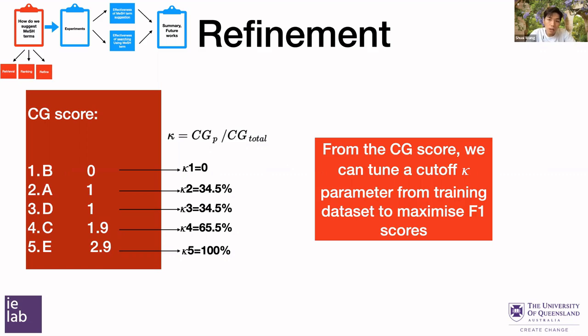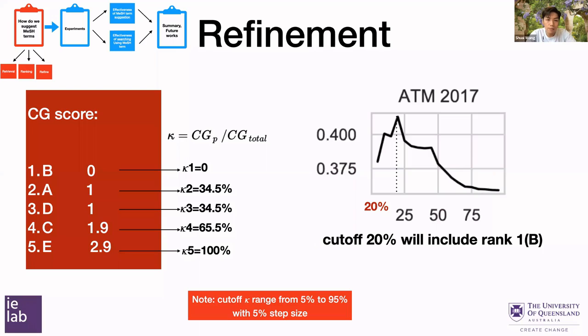And now we know how we calculated this kappa value. We use the training set to tune the kappa parameter so that the F1 scores of the corresponding set will be maximized. So here in the example of results on the ATM method, well, don't worry, I will talk about the dataset later on. The graph is also used in our original experiment to find the maximum cutoff value of the method.